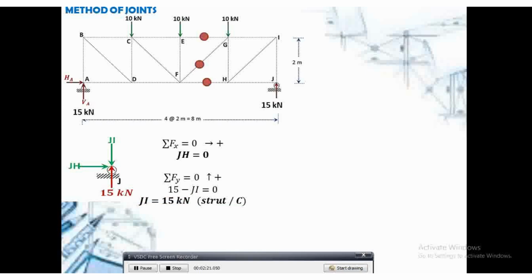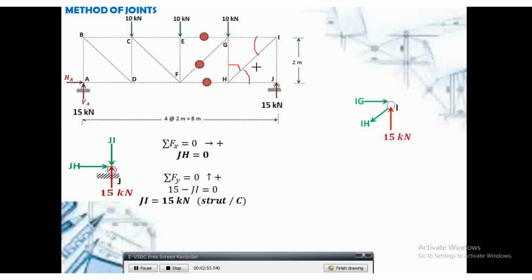Proceeding. Na-solve ko na si JH at saka si JI. Pili ako ulit ng isang joint para ma-solve ko yung mga tinatanong ng problem. I'm going to choose joint I. At joint I, naka-attach doon si IG at saka si IH. Now, you have to take note of this. Itong angle na to is the same with this angle, and the same with this angle.